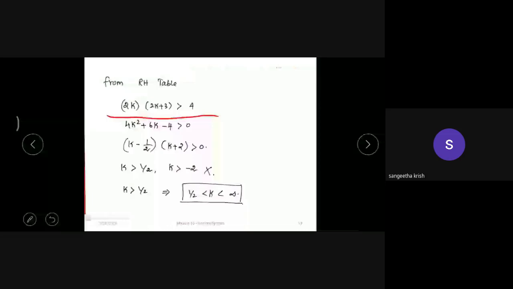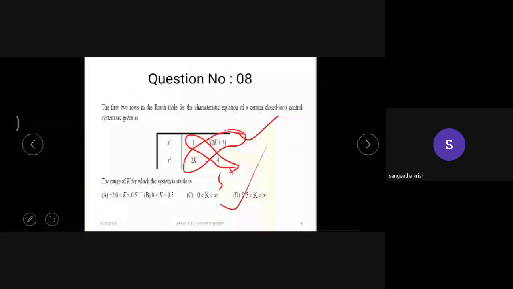Any DC gain constant cannot be a negative value. Simply you can neglect k greater than minus 2. So the other one is k greater than 1 by 2. If k is greater than 1 by 2, k can be 1, k can be 2, k can be any number till infinity. So the range of k is 1 by 2 to infinity. That is D. K takes values from 0.5 till infinity.